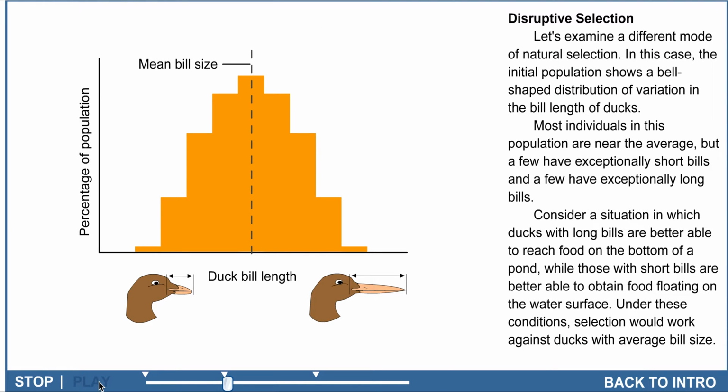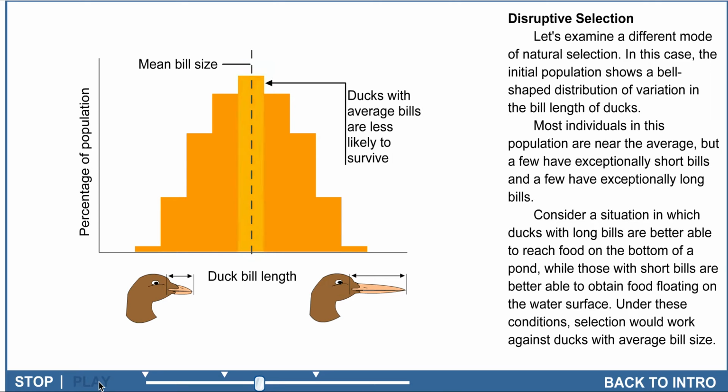Let's examine a different mode of natural selection. In this case, the initial population shows a bell-shaped distribution of variation in the bill length of ducks. Most individuals in this population are near the average, but a few have exceptionally short bills, and a few have exceptionally long bills. Consider a situation in which ducks with long bills are better able to reach food on the bottom of a pond, while those with short bills are better able to obtain food floating on the water surface. Under these conditions, selection would work against ducks with average bill size.